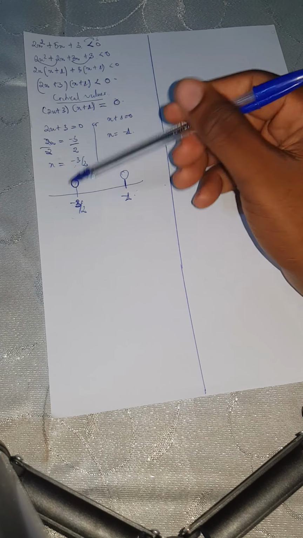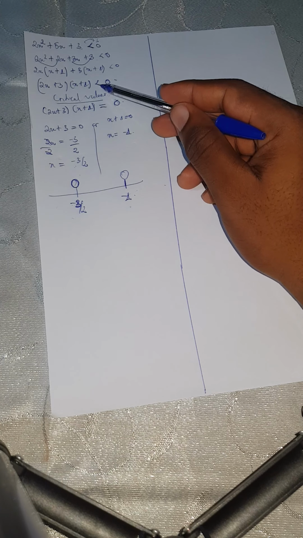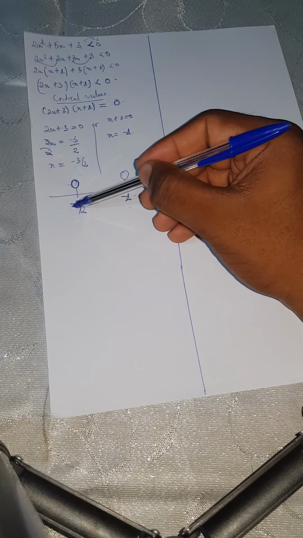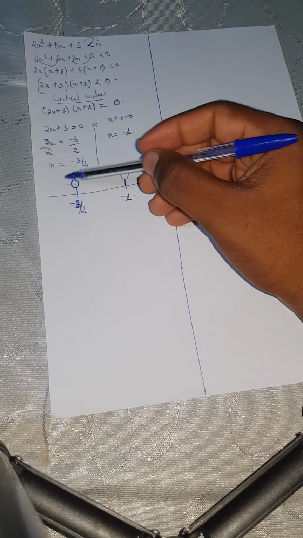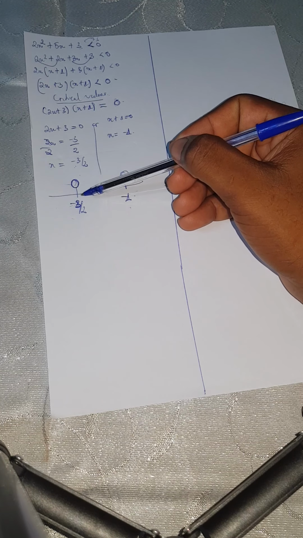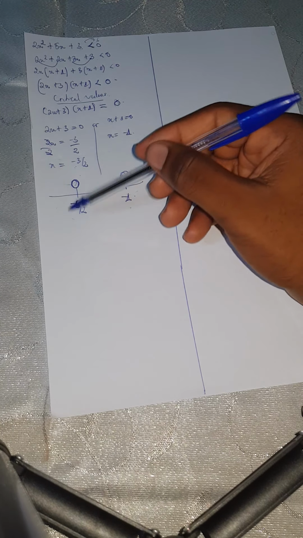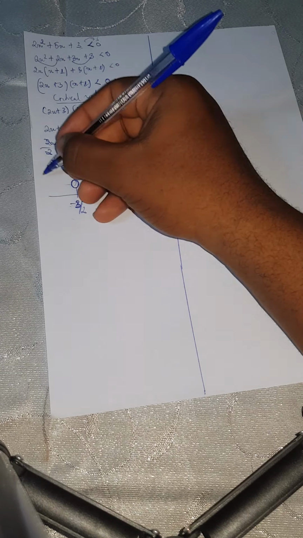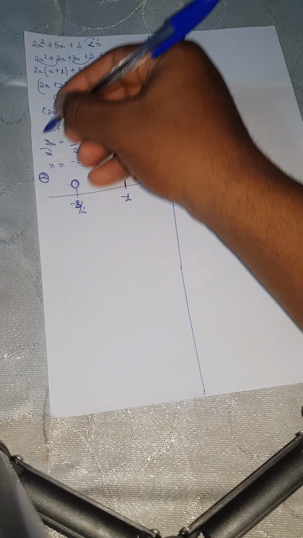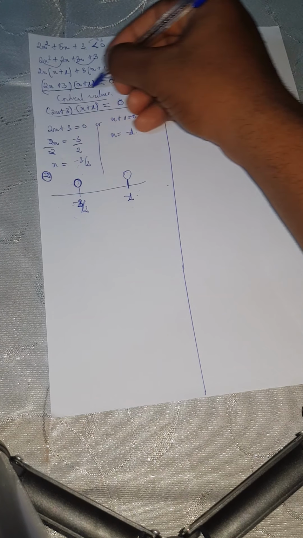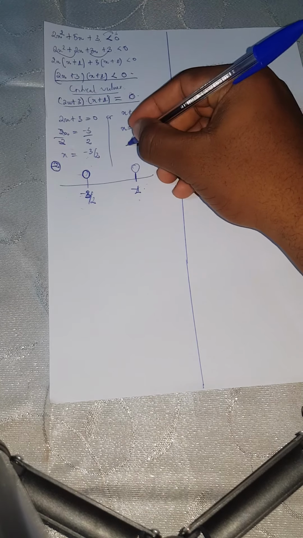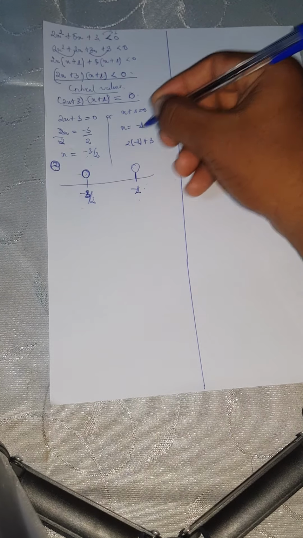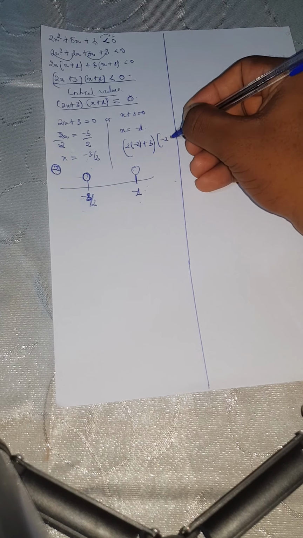For us to have the range of values in this inequality form, we need to test. This is negative 3 all over 2, which is the same as negative 1.5. A value which is less than negative 3 over 2 is negative 3 or negative 2. Let's take negative 2 and come back to this inequation here. We place negative 2 into this function: 2 times negative 2 plus 3, all times 2 times negative 2 plus 1.